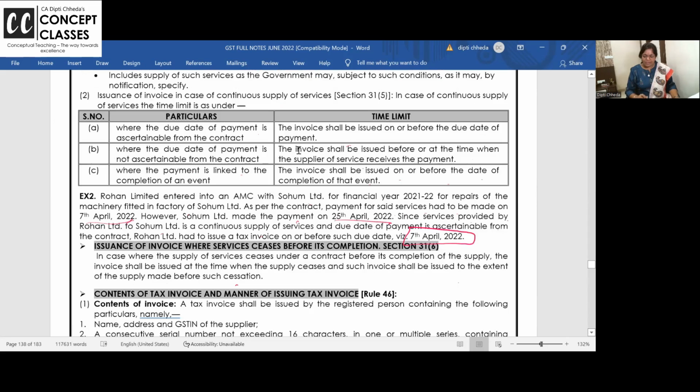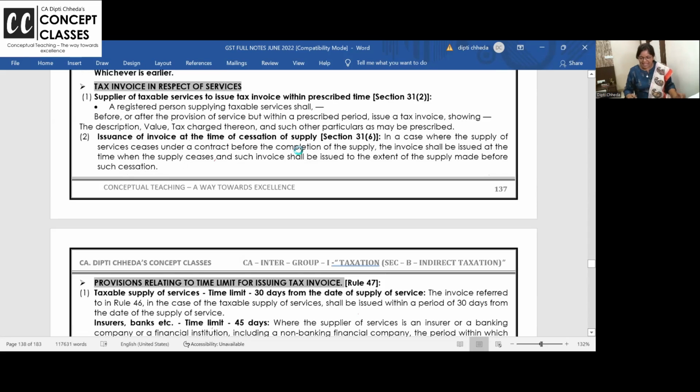Now, that's all for tax invoice. Is the gist clear to all of you? When the tax invoice should be issued for goods, when the tax invoice should be issued for services, 30 and 45 days, continuous supply of goods, then due date or the payment, whichever is earlier. Continuous supply of services, due date, payment or happening of the event. So these are the ways tax invoice should be issued.